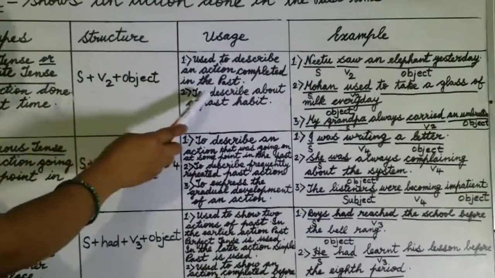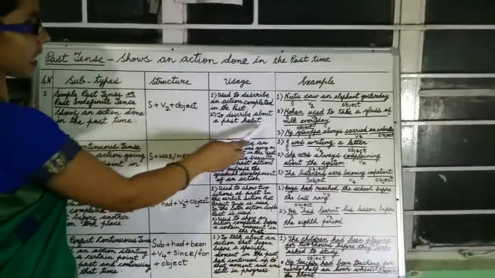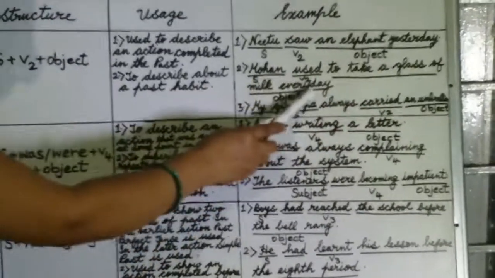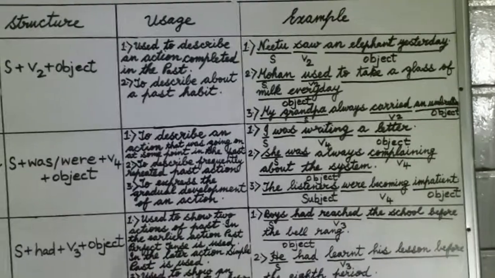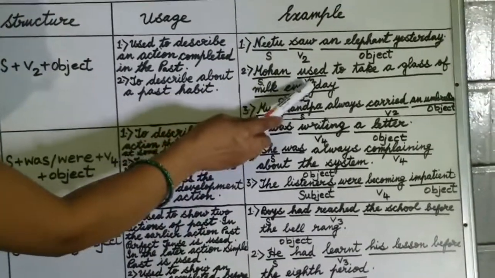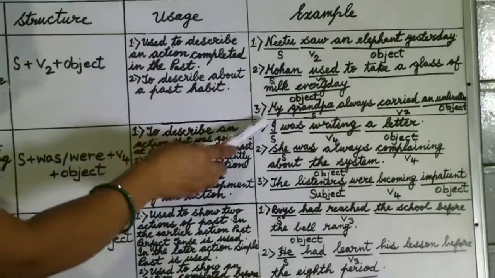Now number 2, to describe a past habit. Simple past tense is used to describe a past habit. Mohan used to take a glass of milk every day. This was his past habit. He used to take a glass of milk every day. He is not taking it now. So Mohan is the subject, used is the V2 form of verb and the rest of the sentence is the object.